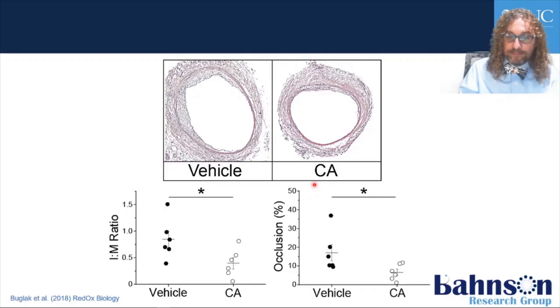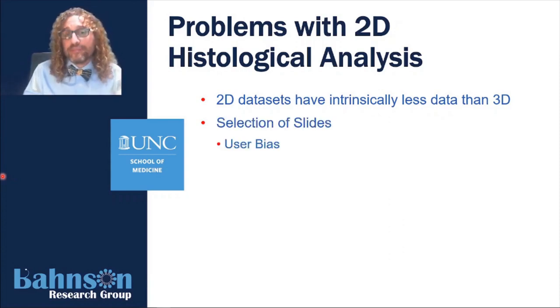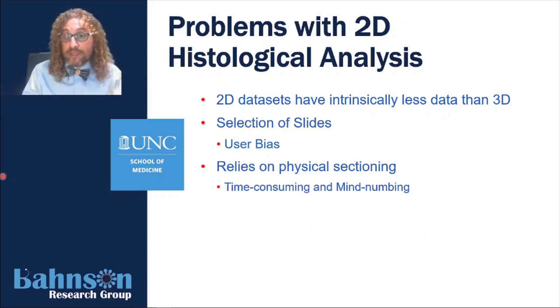Why did we do this? Well, first, 2D datasets have intrinsically less data than 3D datasets, so we are potentially missing data that could be useful. No matter how many methods you have in place to minimize user bias, in 2D you have to select the slides that are going to be included in the quantitative analysis, and it is impossible to completely avoid user bias. It relies on physical sectioning. If you've done this yourself, you know how time-consuming and mind-numbing it is. Actually, it's completely intellectually not engaging.